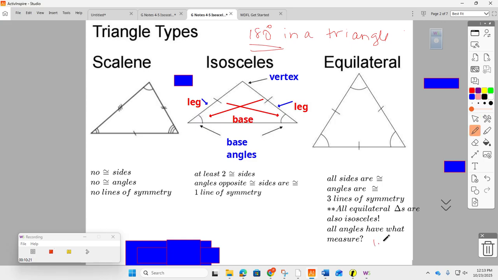So 180 divided by 3. So we know that each angle would measure 60 degrees. Okay. So what's important to us is that we remember these relationships between the congruent sides and congruent angles, because we're going to be using these to find some missing measures of angles in these triangles and missing side lengths.